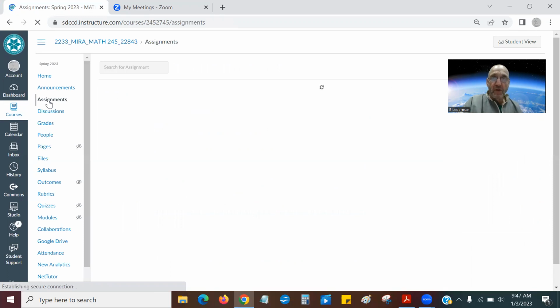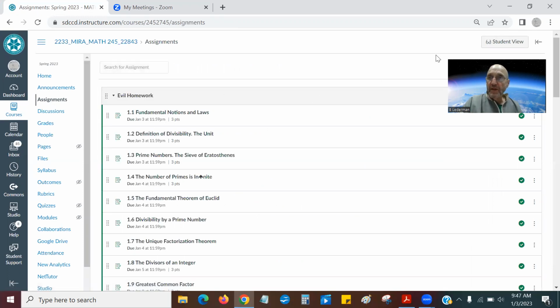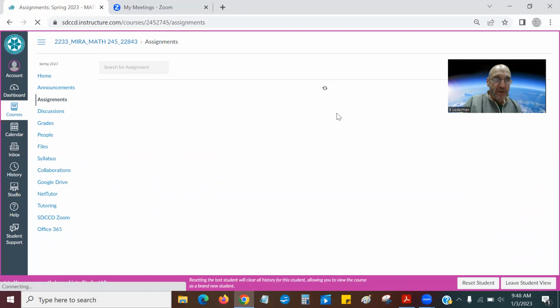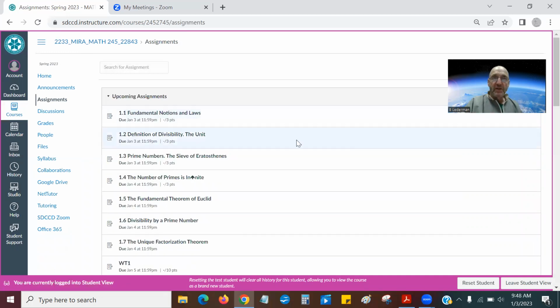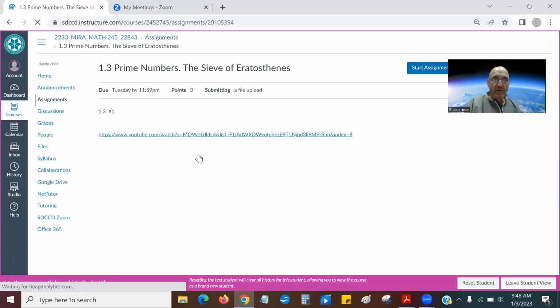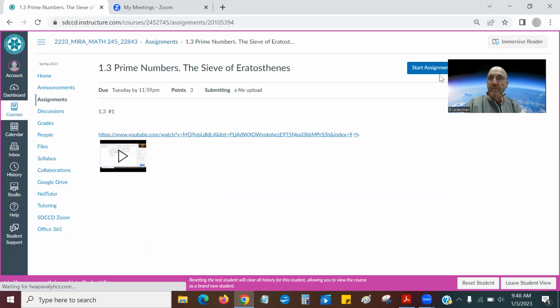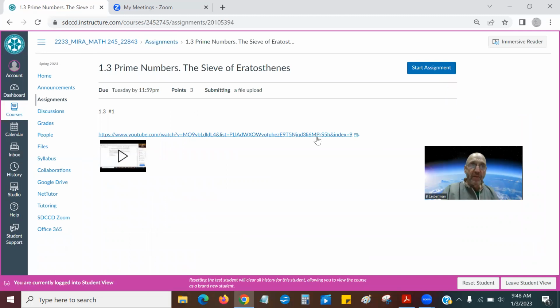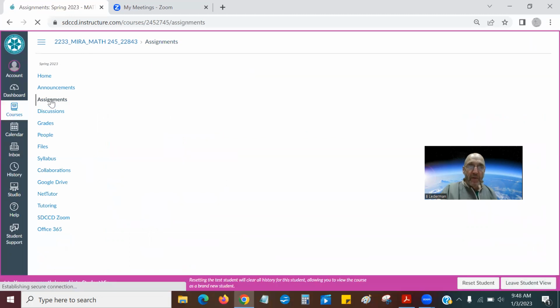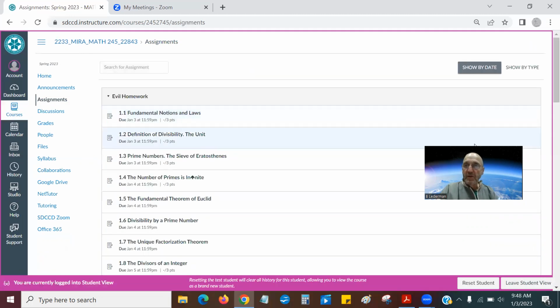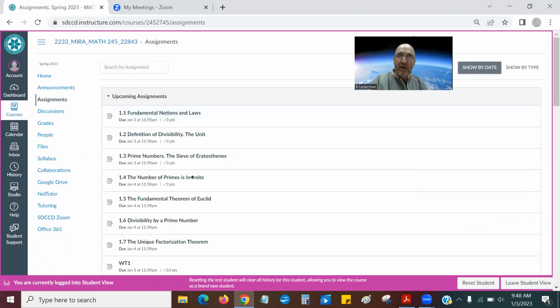I think I'm going to do student view so you can see it as a student, because that's really how you're going to view it. So this is how it's going to look. And then, of course, you're going to do the problem, start the assignment, upload it, and so on. This is how students do these things. Going back to assignments here. Look at them. I'm flying.